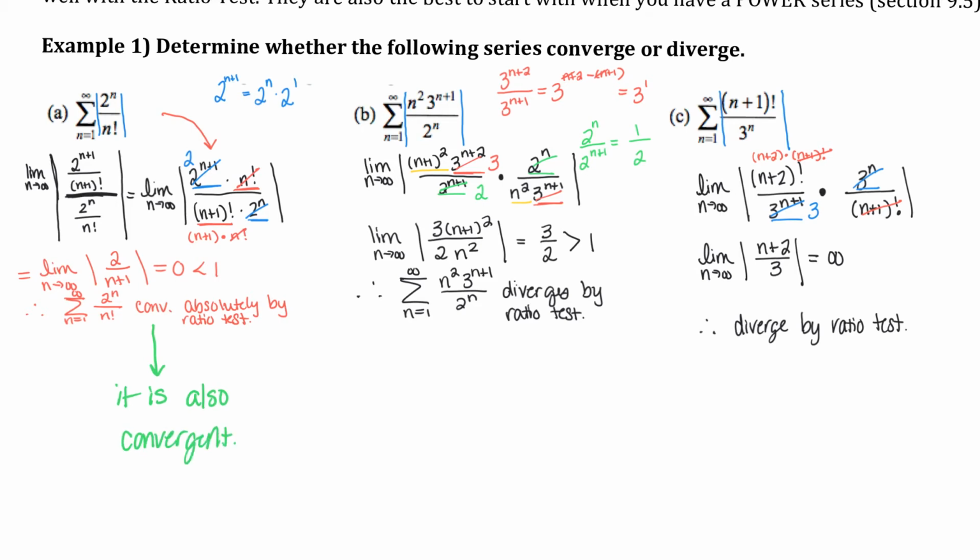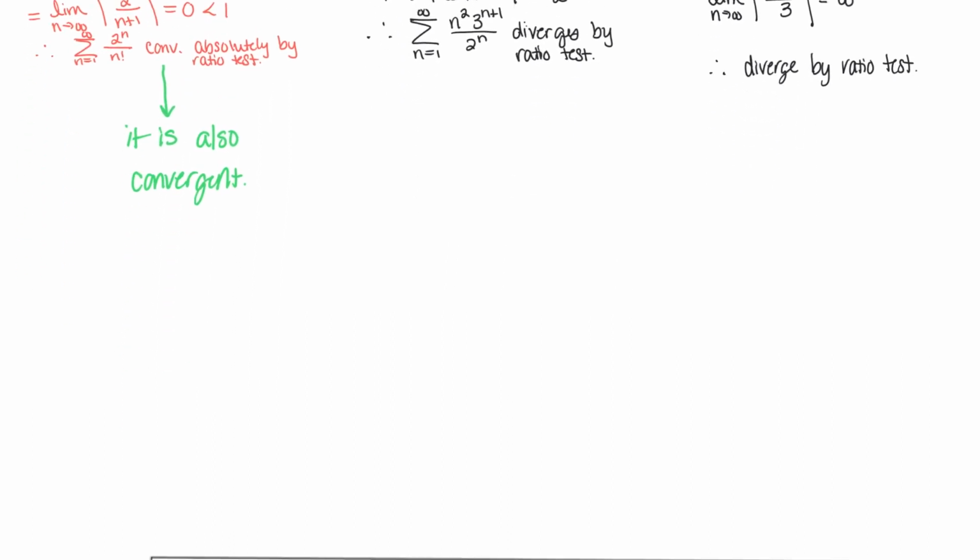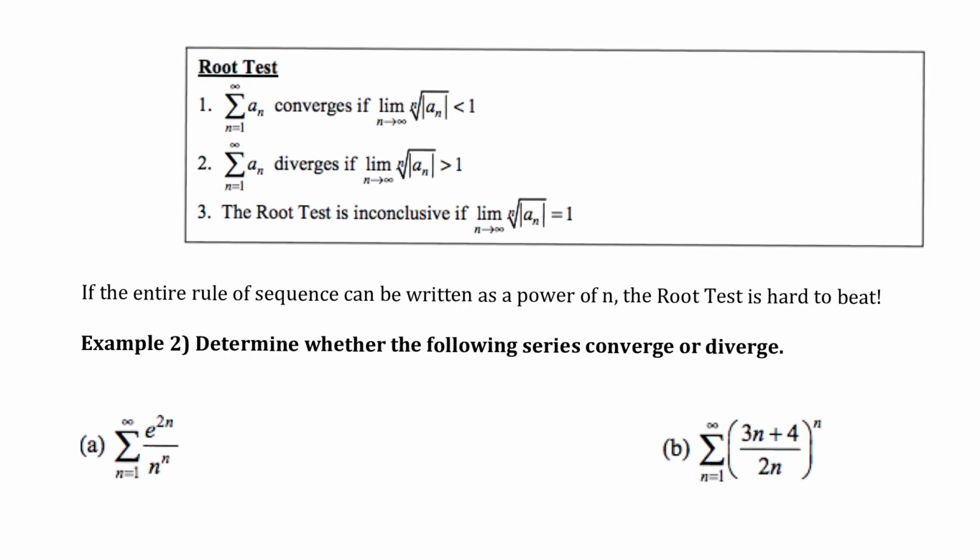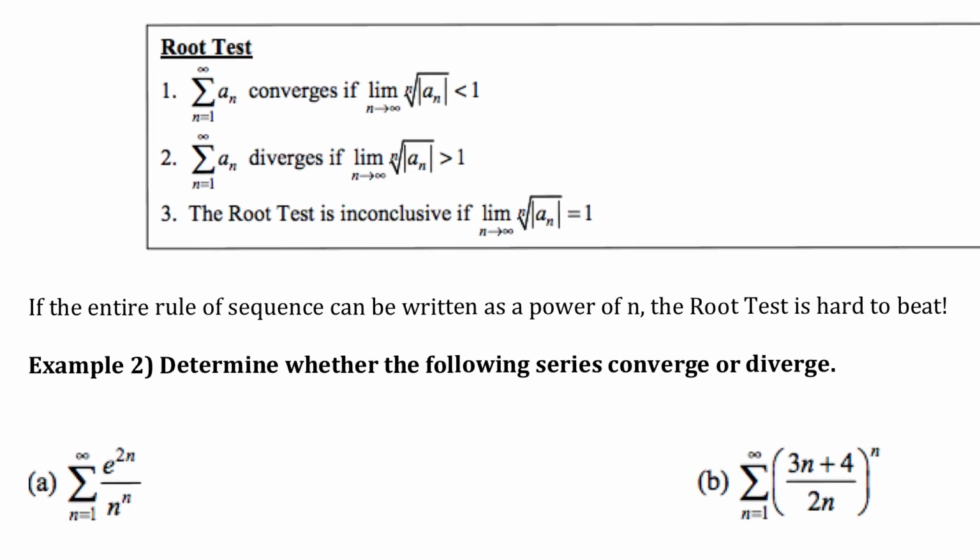Because absolute convergence implies regular convergence. All right, and the last test is going to be the root test. And the reason I put these together is because their conclusions are the same.